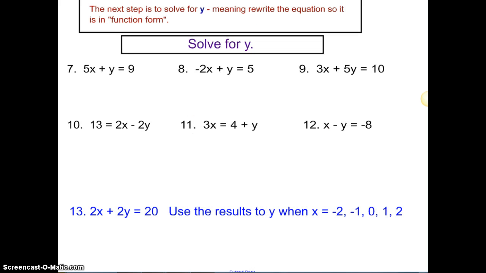All right, now let's try several more. So this is review from yesterday. Solve these all for y's. So that is rewriting it into function form. Solve them for y's. You push pause, come back to me.